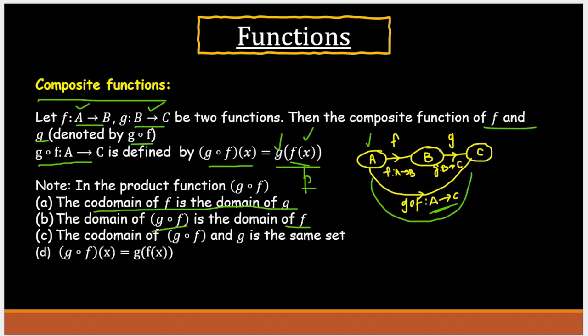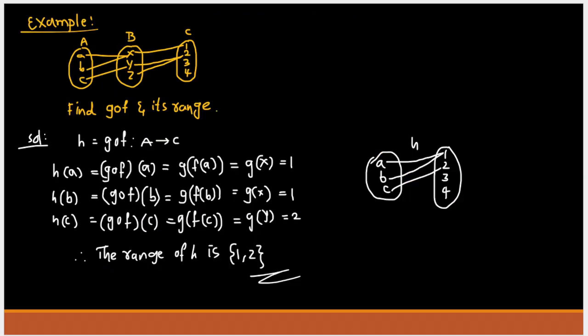This is the domain, and this is the codomain for f. For function g, this becomes the domain and this becomes the codomain. So the codomain of f becomes the domain of g, and for the function g circle f, the domain of f is the domain of g circle f and the codomain is that of g. So the codomain of g is the codomain of g circle f. Same set. So g circle f of x is equal to g of f of x. Let's see an example.